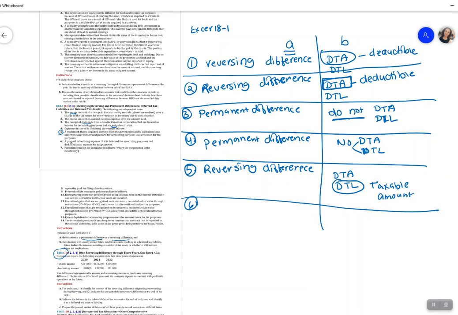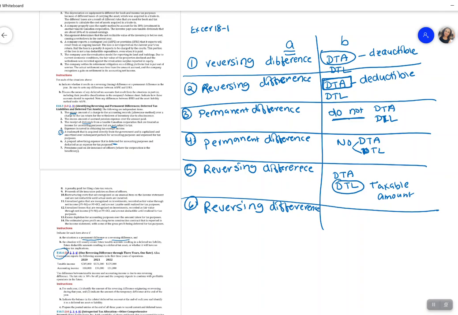So let's go to number 6 and see if you can answer. It's saying a prepaid advertising expense that is deferred for accounting purposes and deducted as an expense for tax purposes. Anytime you're deferring something, it means you're not allowed to do it now, but you're allowed to deduct or tax it in the future. So it becomes a reversing difference. You're going to take advantage of it, or take a benefit of it, in the future.